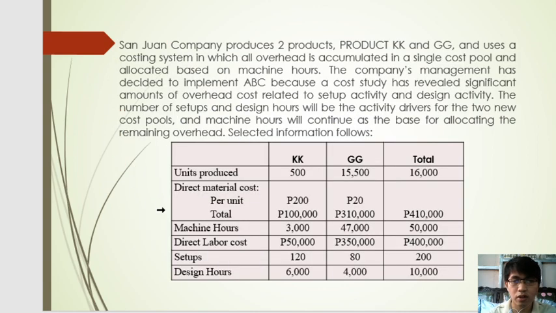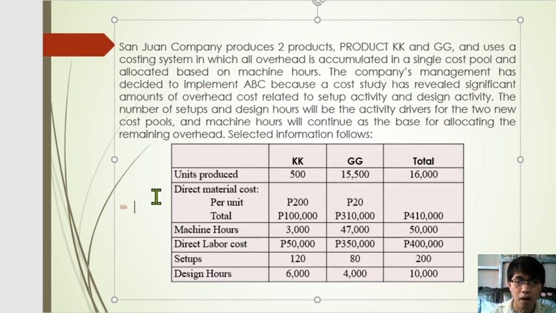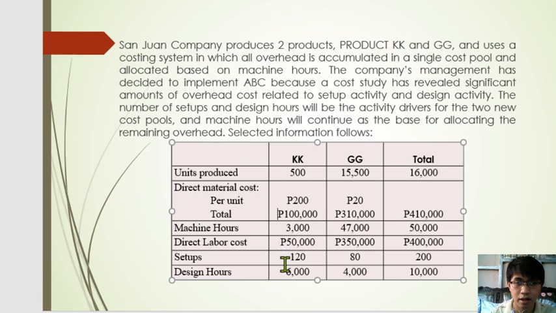So kapag total cost ang tinutukoy, ibig sabihin this is the summation of your direct material, direct labor, and your overhead. So sa direct material, under the existing costing, walang problema dahil nakasegregate na yan. Direct material, 100,000. Direct labor, 50,000 for KK. Then for GG naman, 310,000. Direct labor cost niya, 350,000.